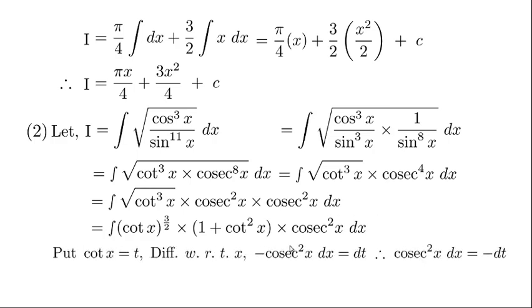So differentiate with respect to x. Minus cosec square x dx is dt, therefore cosec square x dx will be minus dt. So let us substitute the whole lot in the problem. So it becomes t raised to 3 by 2 into (1 plus t square) into minus dt. And now this minus sign goes out, and this t raised to 3 by 2 gets in. So it becomes minus of integration of (t raised to 3 by 2 plus t raised to 7 by 2) dt.